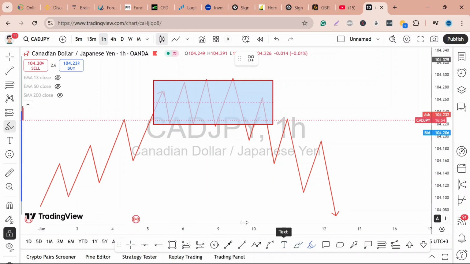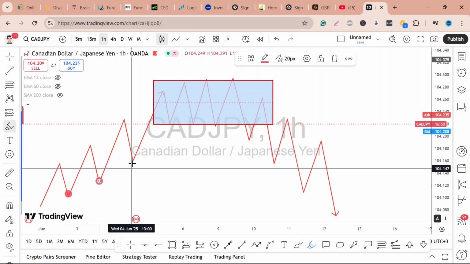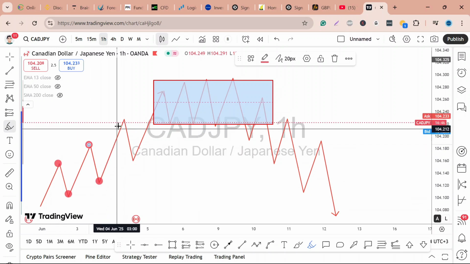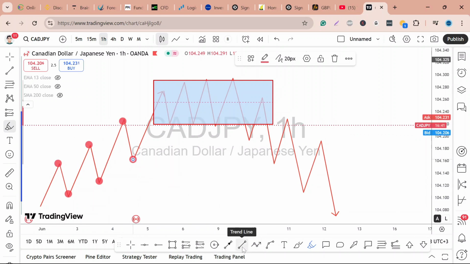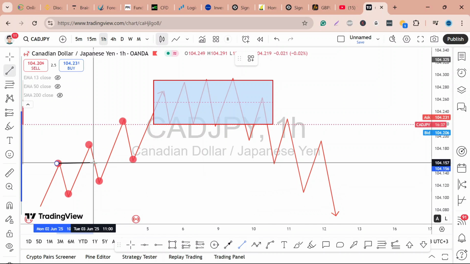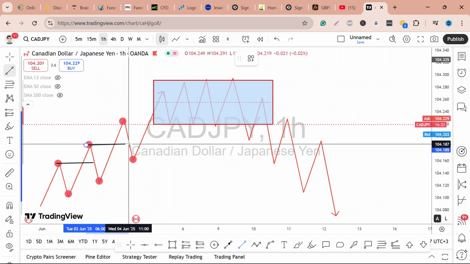As you can see, if I highlight here, this is a low, this is a higher low, this is a high, this is another high, which is higher than the previous one. So in most cases, when the market is in an uptrend, we will be making higher highs and higher lows. And anytime the market breaks the previous high, then it becomes a higher high.